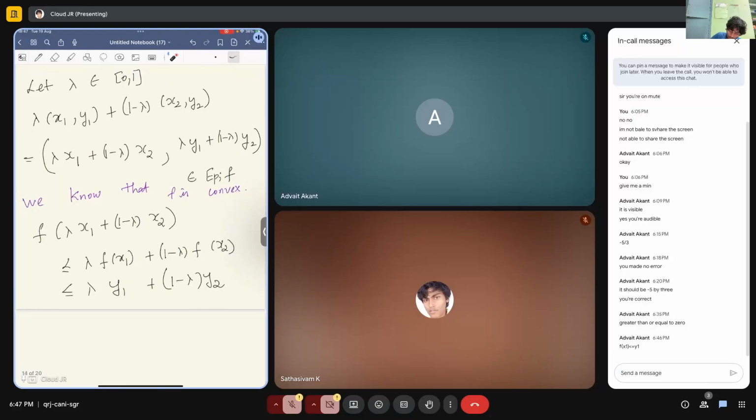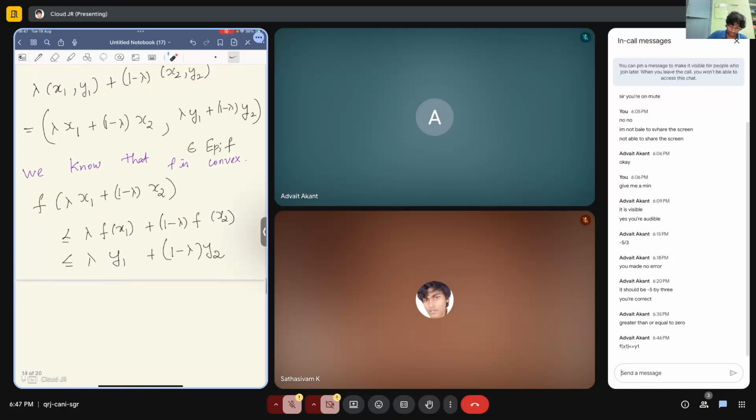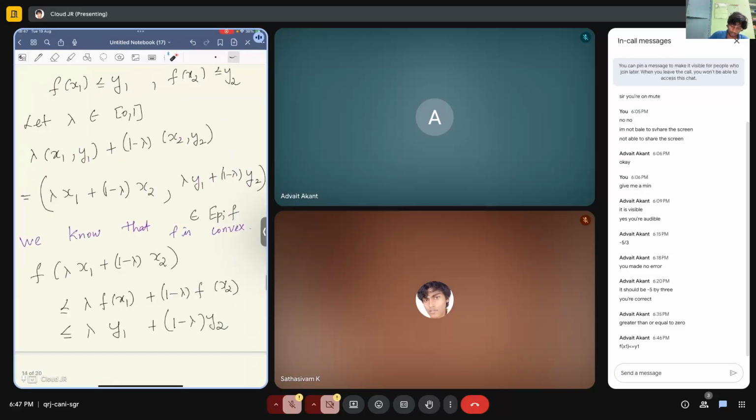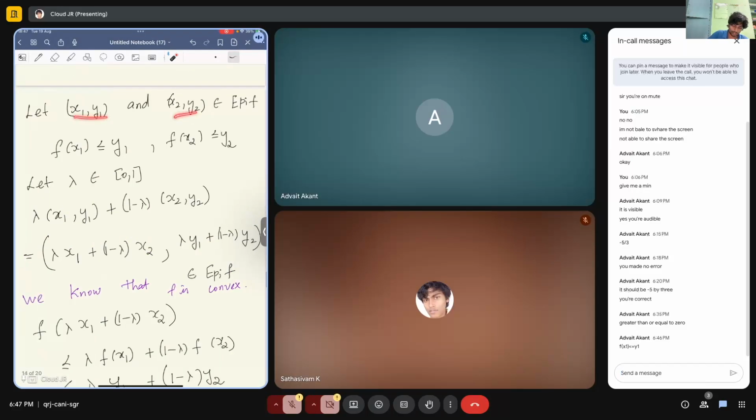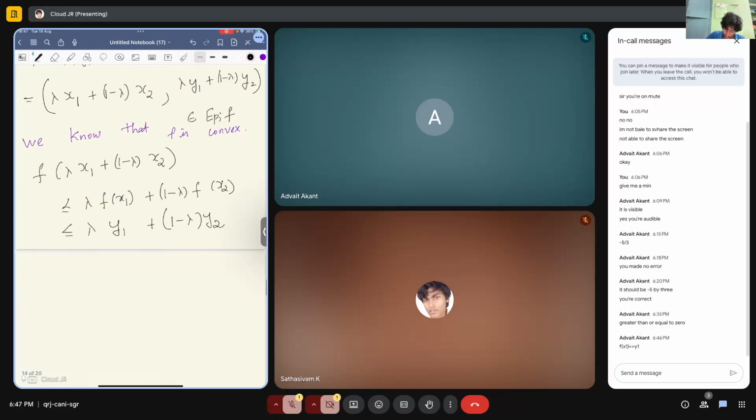So if you look here, just observe these two. What we got is f of this thing is less than or equal to this term. That means this element belongs to the epigraph. This element is nothing but a convex combination of the 2 points that we started with. So this belongs to the epigraph of f, and hence the proof.